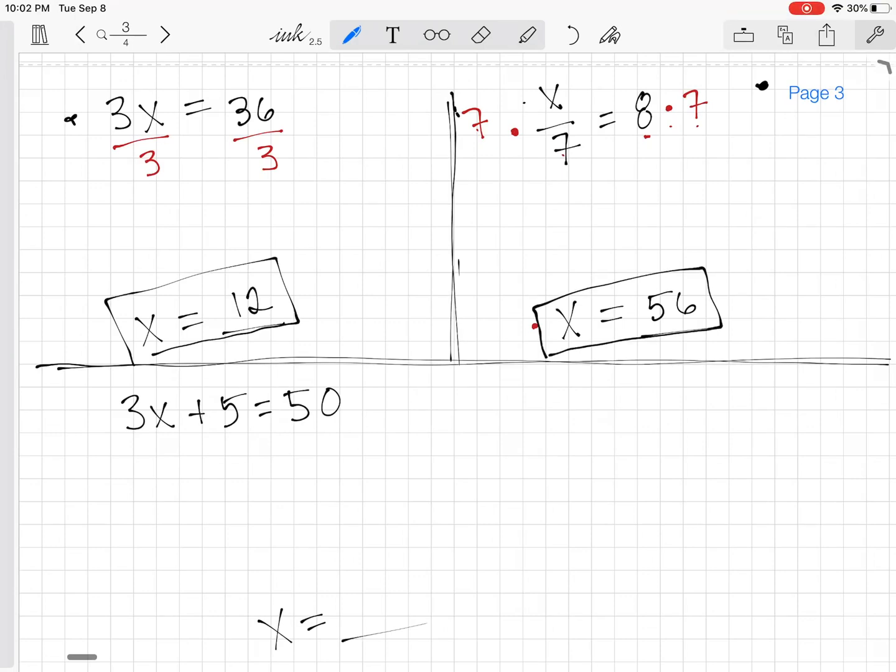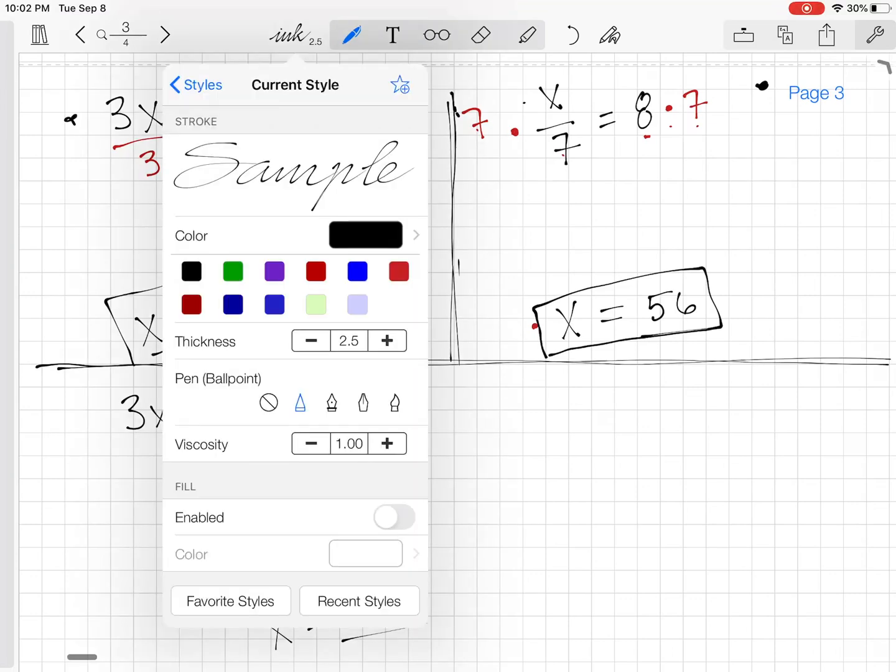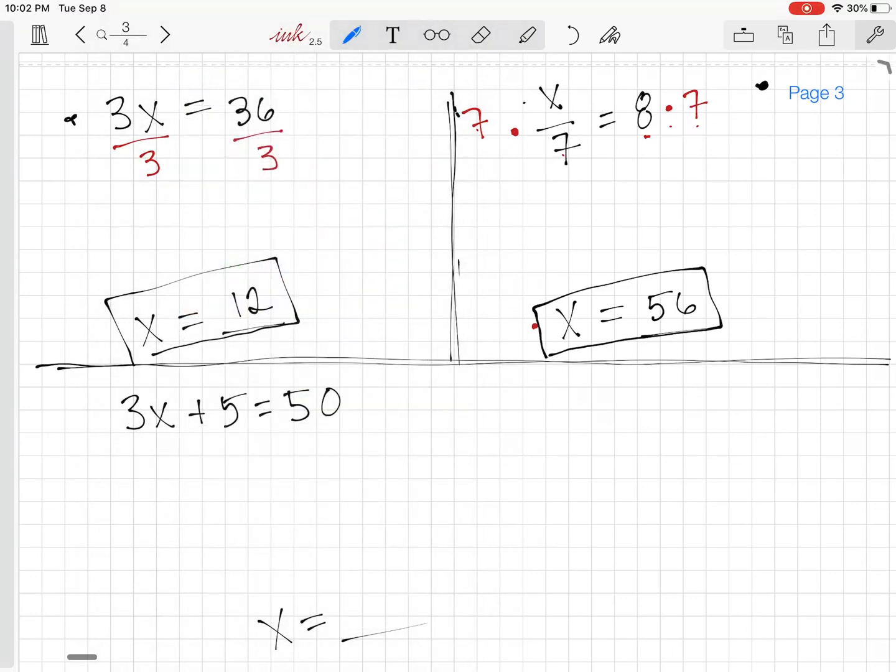So now let's go down to this bottom problem. I've got 3x plus 5 equals 50. So right now I've got to get rid of this plus 5, and I've also got to get rid of this times 3. So let's get rid of the plus 5 first. The opposite of plus 5 is going to be subtract 5.